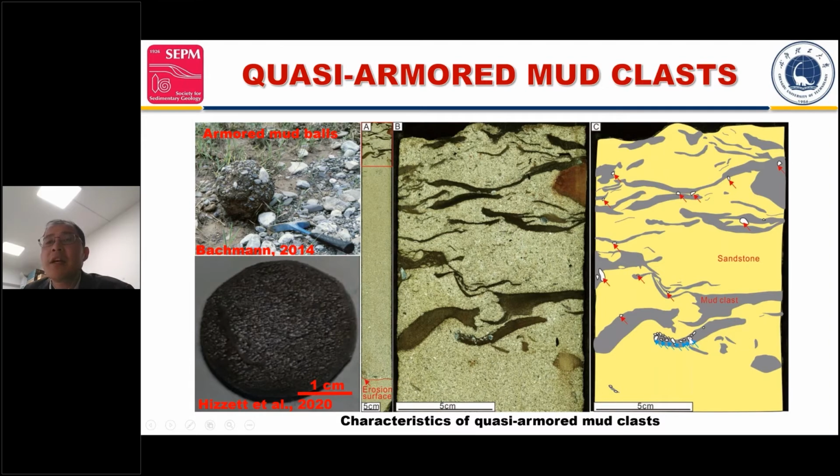And occasionally, those type 2 coarse-armored mud clasts, those granules, may be transported to those isolated coarse-armored mud clasts as the transport distance increased and the abrasion increased. So then we doubt whether those phenomena are common or occasional.